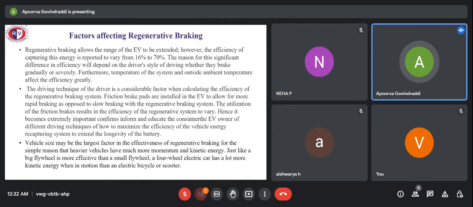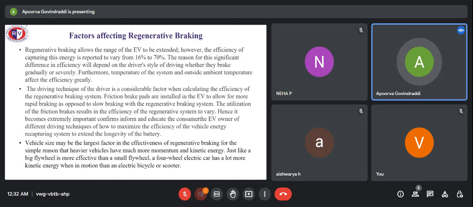And except for the driving style, the temperature of the system and the atmospheric conditions also affect the efficiency. So it is extremely important to inform and educate consumers about different driving techniques so that they can adjust their techniques to maximize the efficiency of the vehicle energy recapturing system in order to extend the longevity of the battery.